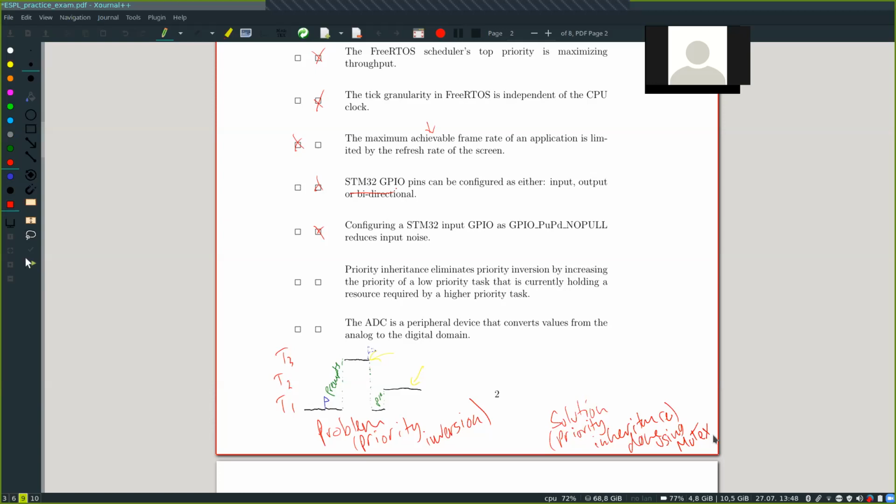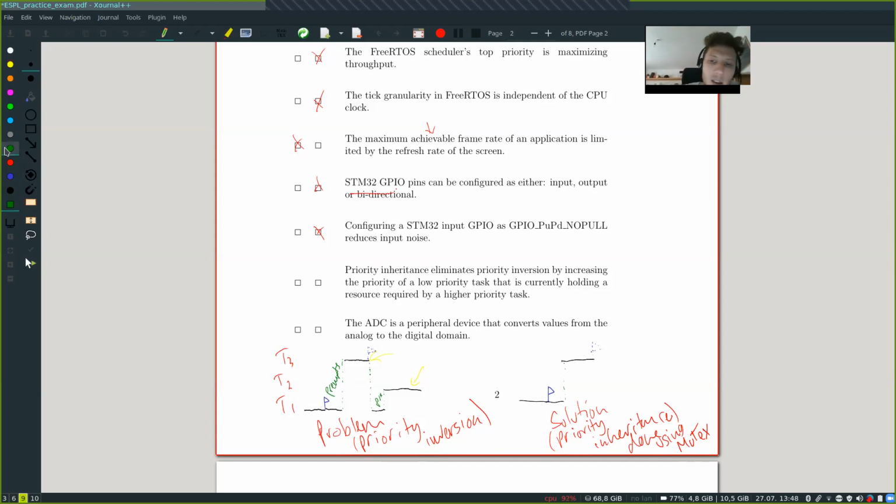To quickly explain how it solves it, we have the same thing again. T1 is running, it obtains its resource, keeps running, and then gets interrupted. The exact same things happen again, and T3 wants to obtain the resource, which can't happen. All good, we go back and T1 executes. Now the difference is that priority inheritance raises the priority of a task holding a resource to that of the highest priority task trying to take the resource.